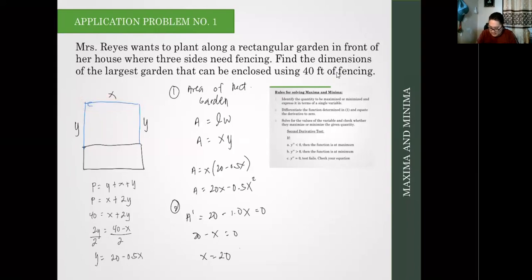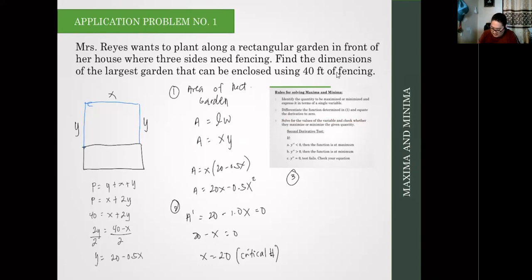Ngayon, ito yung tatawag natin critical number. Okay? Critical number siya kasi kailangan natin siyang i-check kung talagang i-maximize niya yung quantity na gusto natin i-maximize. So, punta tayo sa number 3. Si number 3, sabi niya, solve for the values of the variable and check whether they maximize or minimize. Para daw natin ma-check yun, kailangan natin kunin yung second derivative ng function.